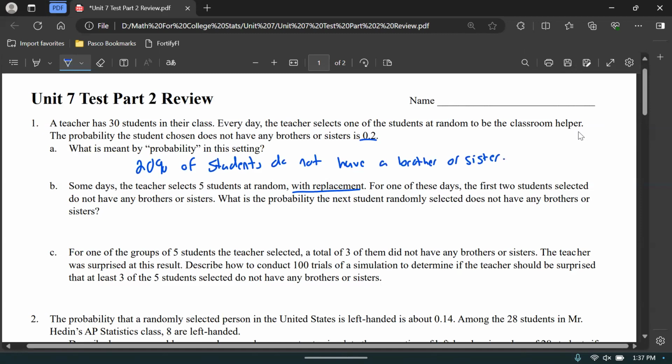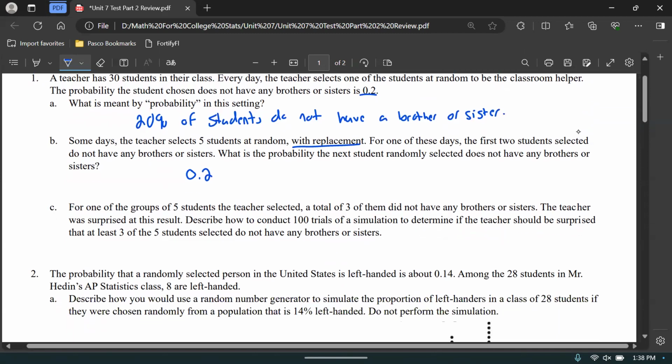It's always 20%. So everybody's always accounted for the next attempt because, like I said, you pull one and they go back, and then you pull again and they go back. So you're using the same set of people over and over again. If it's 20% the first time, it's going to be 20% every time. So it's still 0.2.